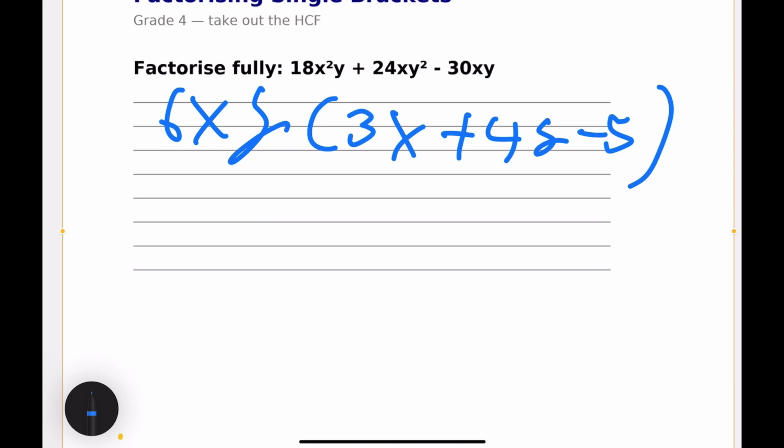So 18x squared y, yep. 24xy squared, yep. Negative 30xy, yep. So the answer would be correct.